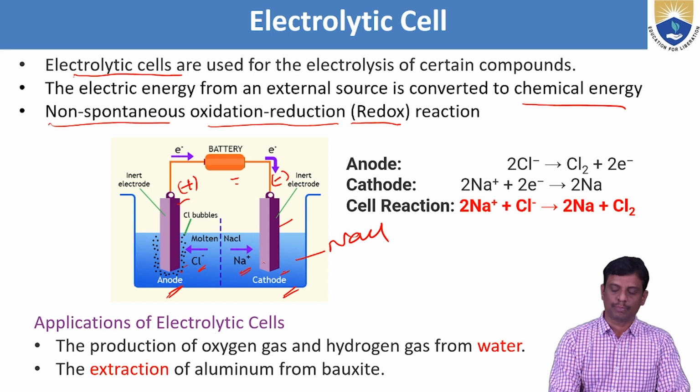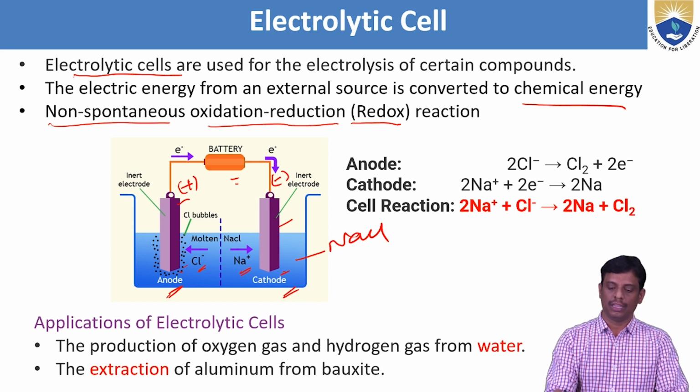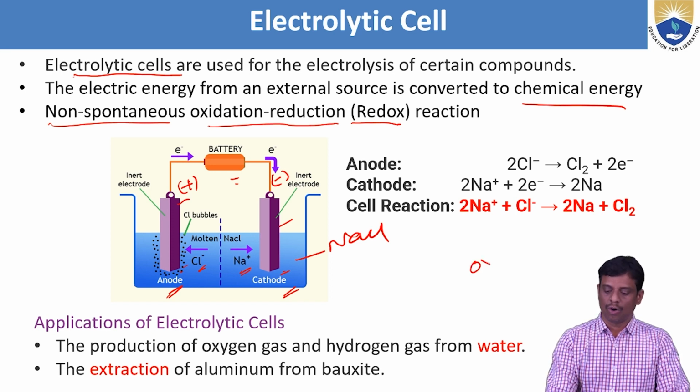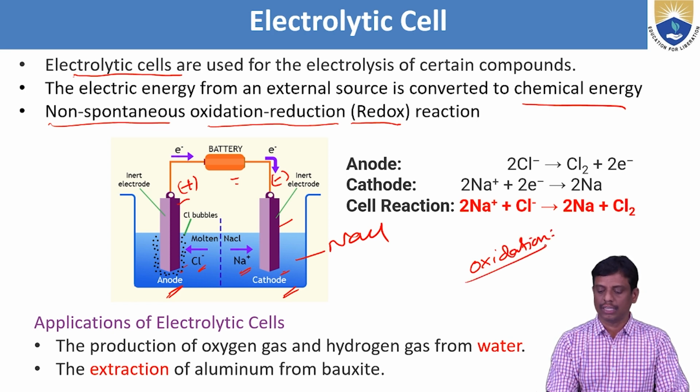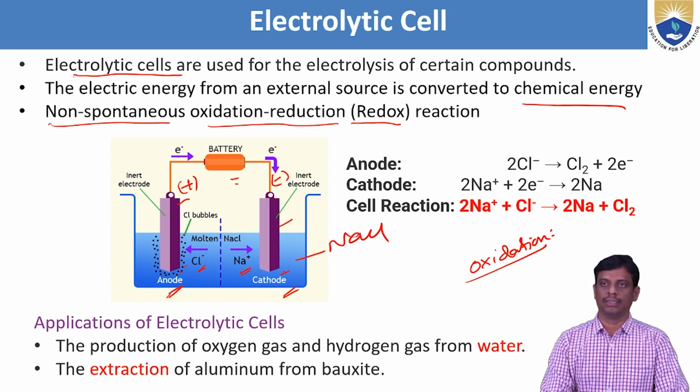In the electrolysis process, at the anode, oxidation takes place. Oxidation means the loss of electrons. Loss of electrons is called oxidation.